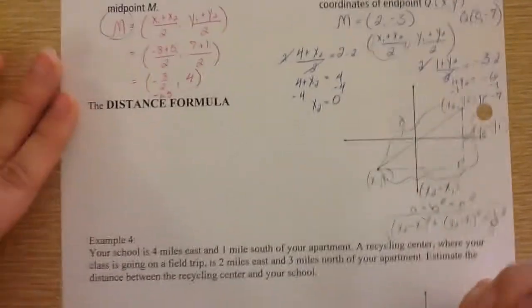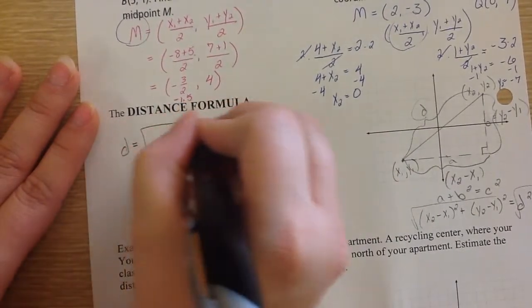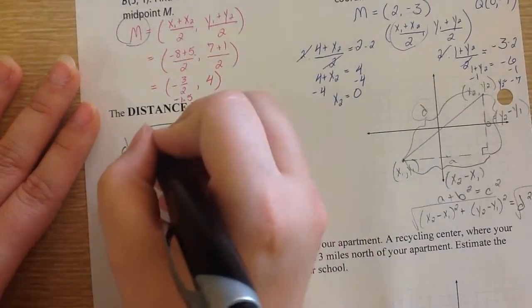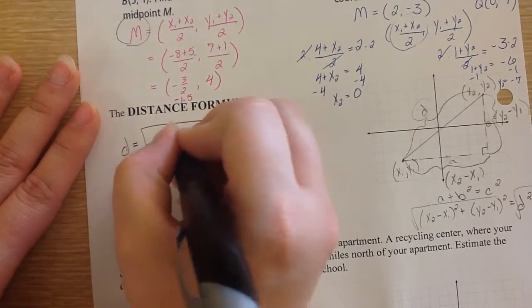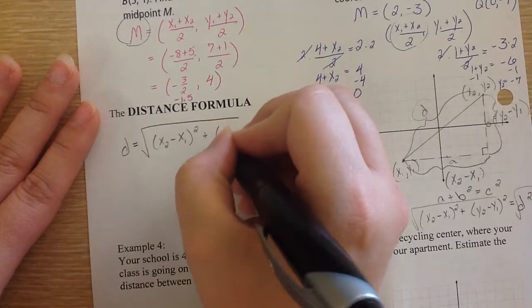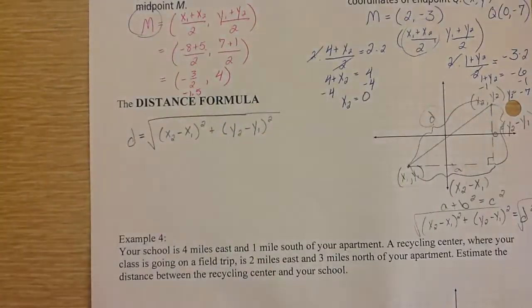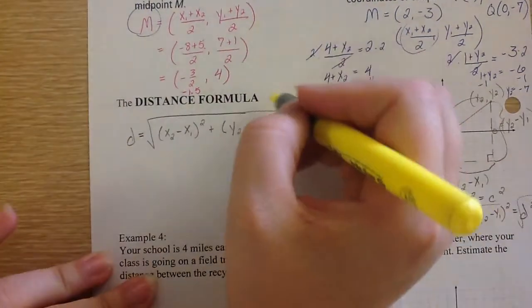Really all you need to know is to find the distance between 2 points. You take the square root of the whole thing, subtract the x coordinates squared, plus subtract the y coordinates squared. And that gives you the distance between any 2 points. Okay. So this is really all you need to know for now.